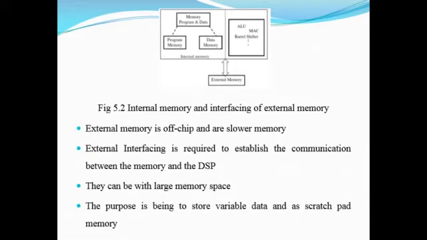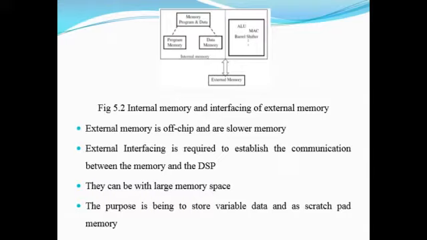This is how the internal memory and interfacing of external memory is done in a DSP. We can see that there is internal memory which includes memory for program and data, and this program memory and data memory are separate and constitute the internal memory of the system. Along with it there is an ALU, arithmetic and logic unit, a MAC, that is multiply and accumulate unit, a barrel shifter, and so on. So we can have several computing blocks used along with the internal memory.